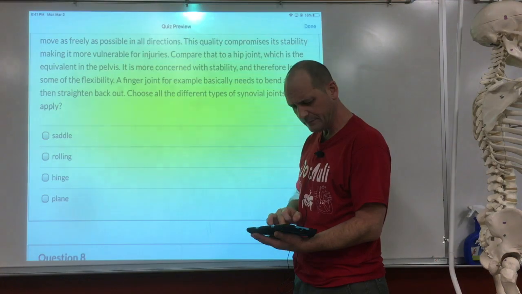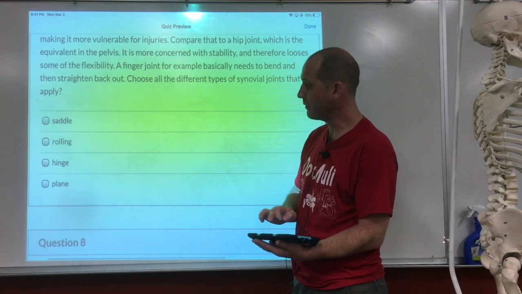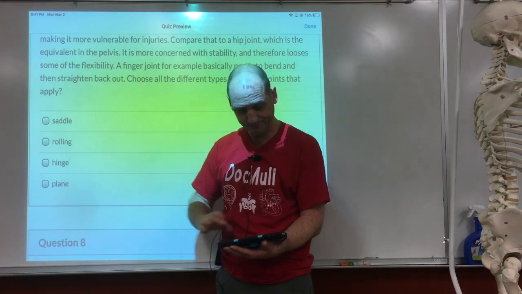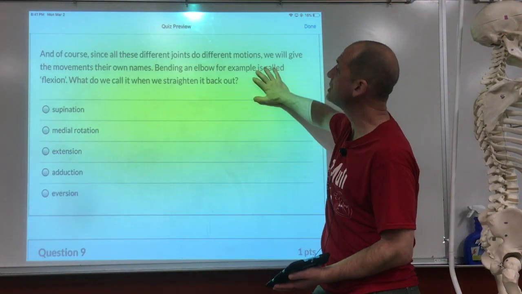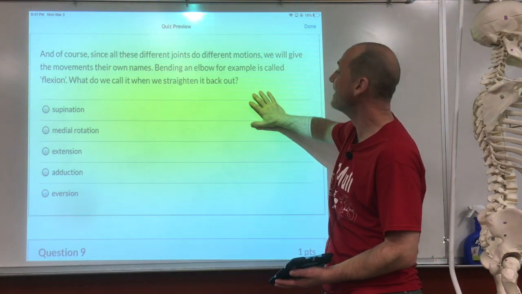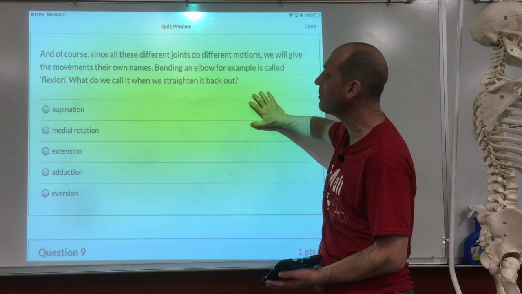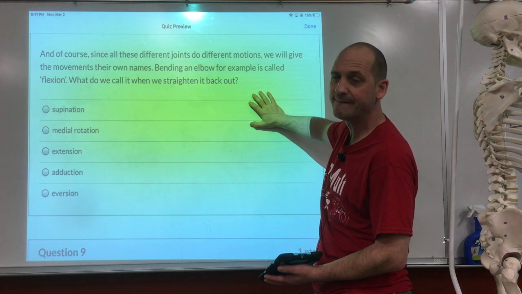All right. So here the answer is basically all except the rolling: saddle, hinge, and plane. And of course, since all these different joints do different motions, we will give the movements their own names. Bending an elbow is called flexion. What is it called when we straighten it out?